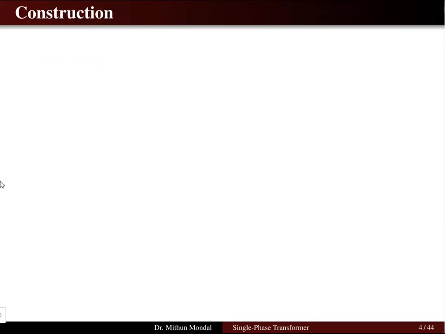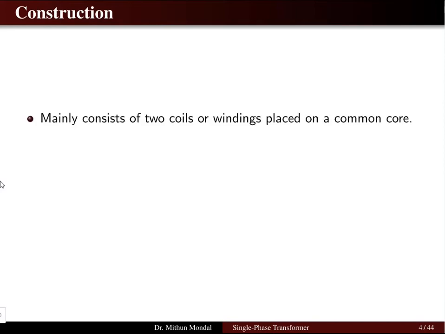Let us see the construction. So the transformer mainly consists of two coils. These two coils are basically the windings of the transformer, and they are placed on a common core. So the core is common between the two different windings which are present in the transformer.